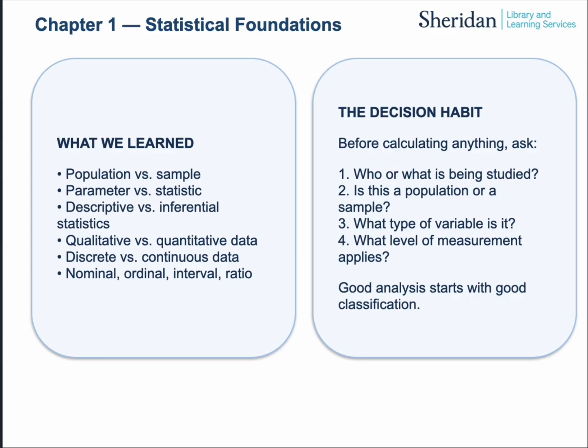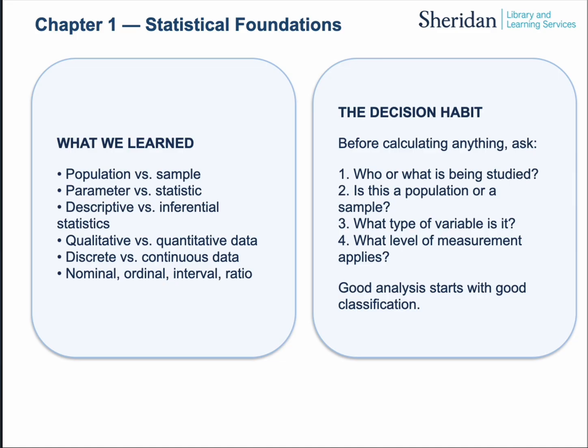One of the first ideas we learned was the difference between a population and a sample. A population refers to the entire group we are interested in studying, while a sample is only a subset of the population. For example, if we want to know the average GPA of all Sheridan students, every Sheridan student will be part of the population. However, if we survey only 300 students, those 300 students form our sample. This distinction is important because it determines which formulas we'll use later in the course.